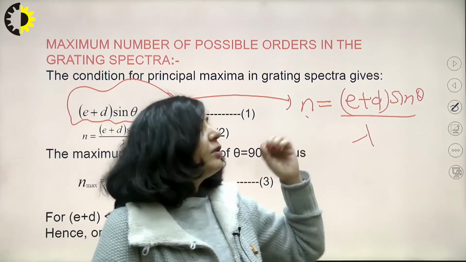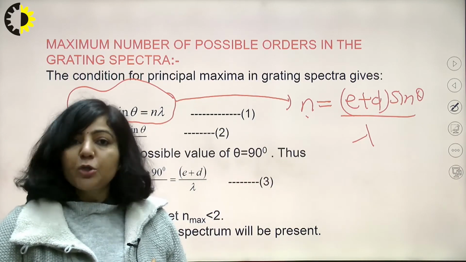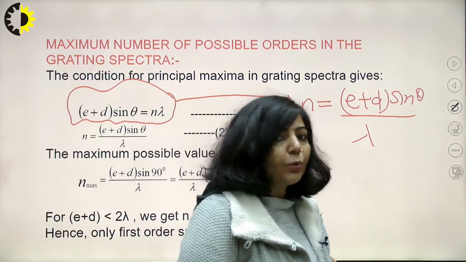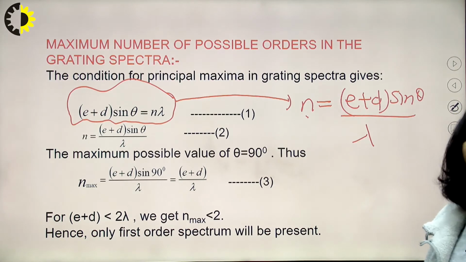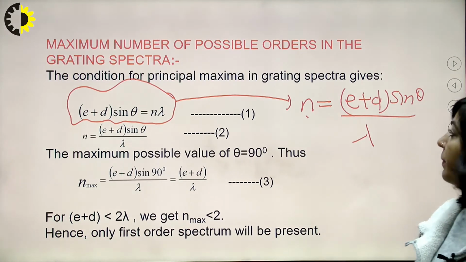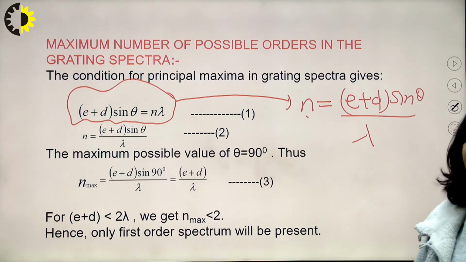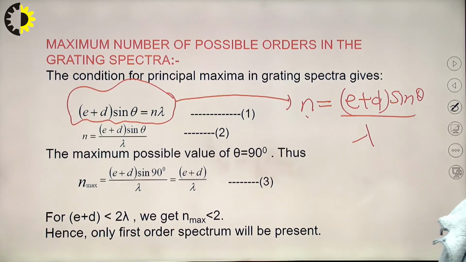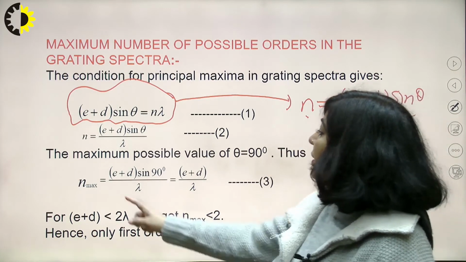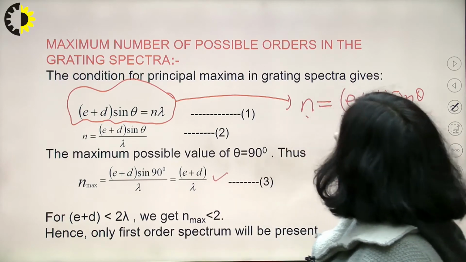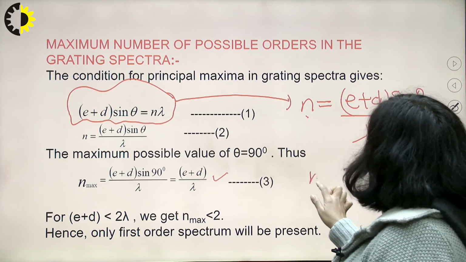So depending upon the value of theta, you can decide at which point n will be maximum. You can see from this expression that n will be maximum, for a particular grating and a certain wavelength, if sine theta takes its maximum value. And you know the maximum value of sine theta is 1. So if sine theta is 1, or theta is 90 degrees, then the maximum possible order is (e + d) by lambda. This is the expression for maximum possible order.